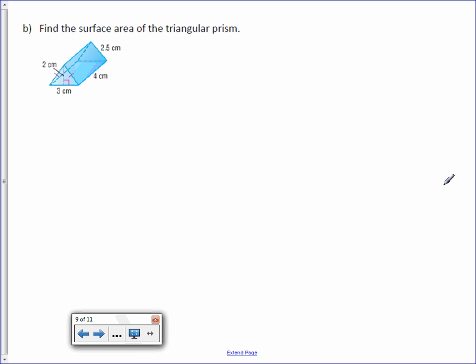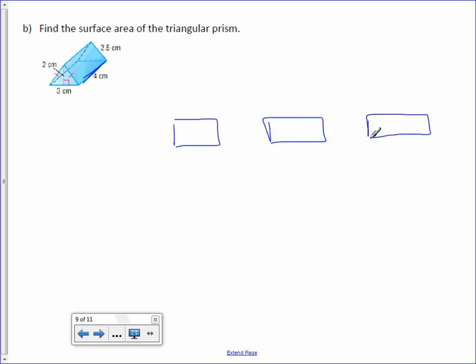Letter B. The height of the prism from base to base is 4. So I know my three rectangles will have one dimension that is 4. The other dimensions, I've got 2.5, 3, and these little dashes mean that those sides of the triangle are the same, which means I have another side length of 2.5. Our triangle, the base is 3, and the height is 2. And again, we have two of them.